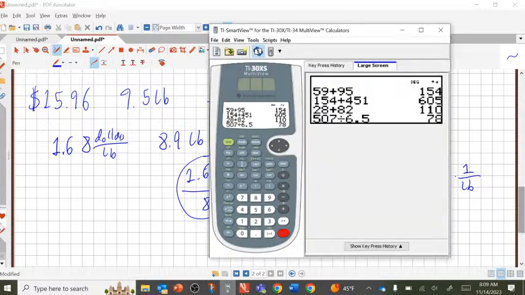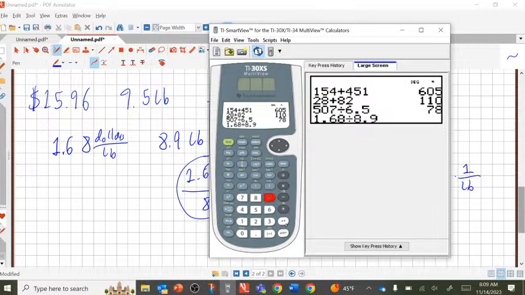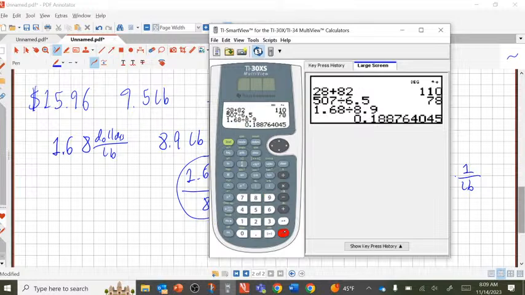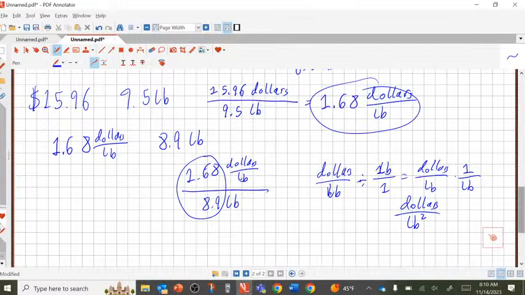1.68 divided by 8.9. So Aditree, if it is $1.68 per pound, and you're buying almost 9 pounds of the stuff, it says you're only going to be charged about 19 cents. Does that make sense? Well, I guess it makes sense, but it doesn't make sense. Y'all know what I'm talking about. So these two answers are telling us that was the wrong process. So what else could we try, Dietrich?